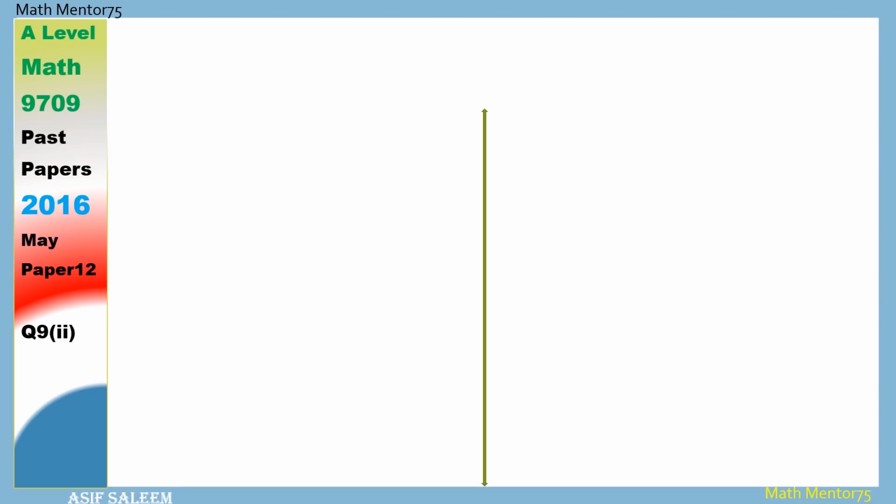Now this is a geometric progression. On the first day we have lost 10 liters. On the second day we will lose 10% more. This means on the second day we will lose 1.1 times 10. On the second day we will lose 11 liters.